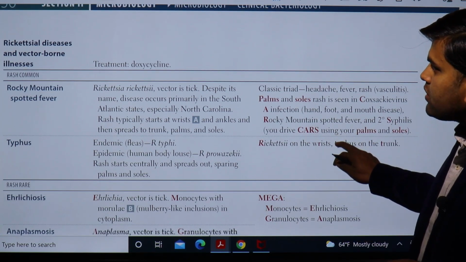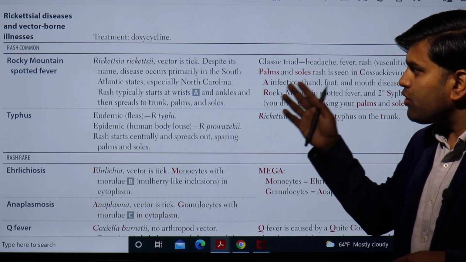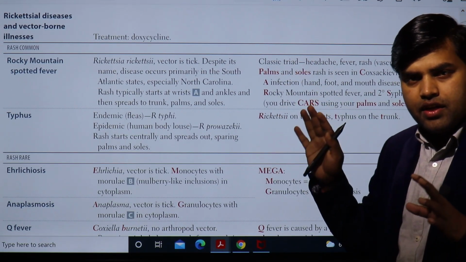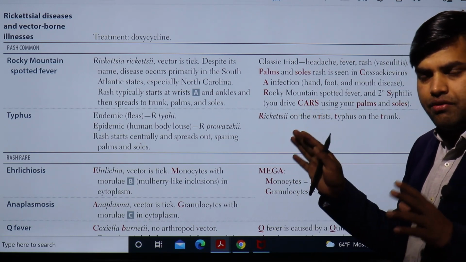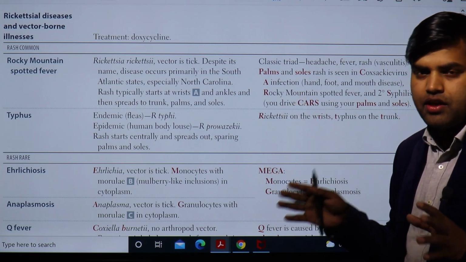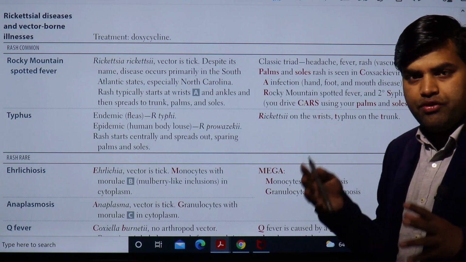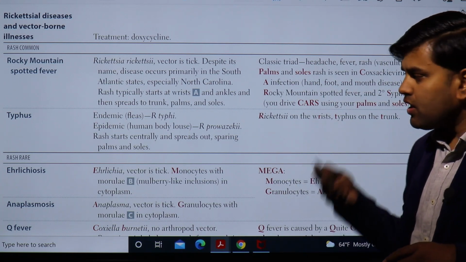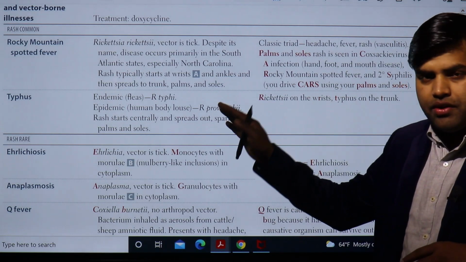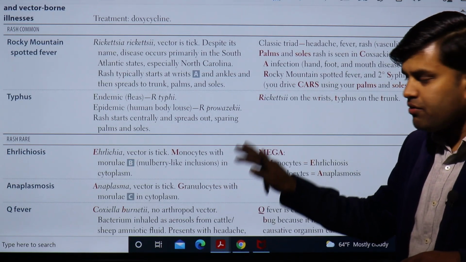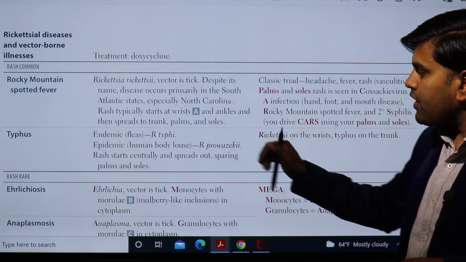Talking about Rickettsial disease, we know that it is a vector-borne illness. Rickettsiae are obligate intracellular bacteria that cause a range of diseases. They include Rocky Mountain spotted fever, endemic typhus, and epidemic typhus, which mainly have rashes. There are other Rickettsial diseases like ehrlichiosis, anaplasmosis and Q fever, which rarely have rashes. Rash is common in Rocky Mountain spotted fever and in endemic and epidemic typhus.